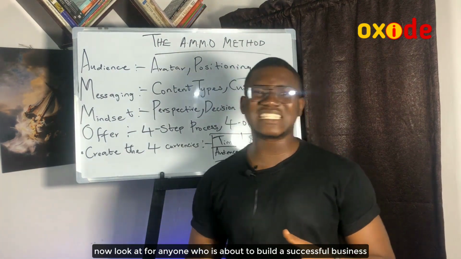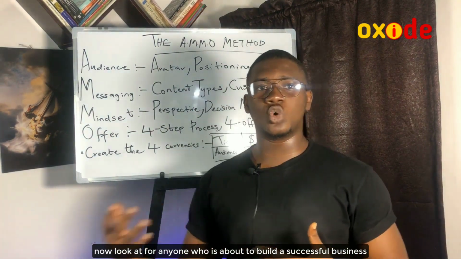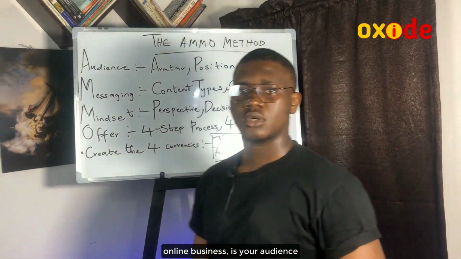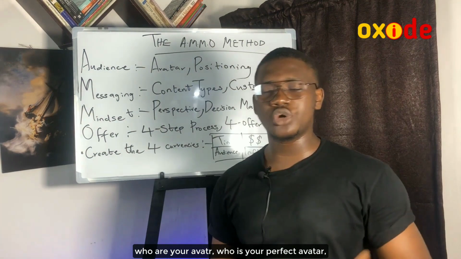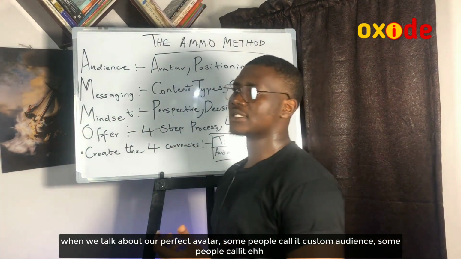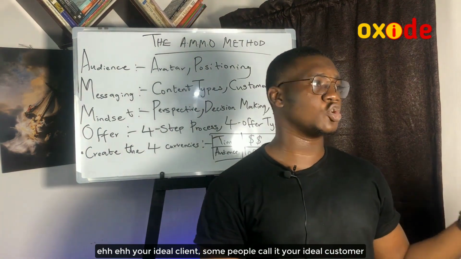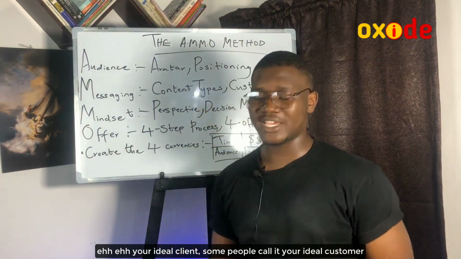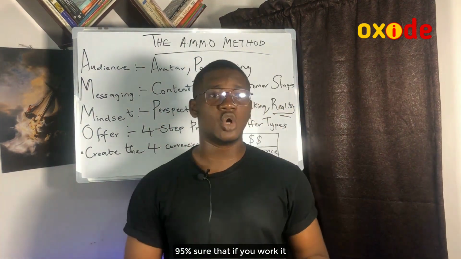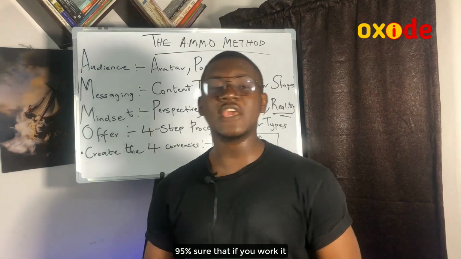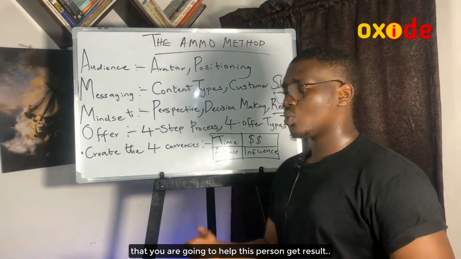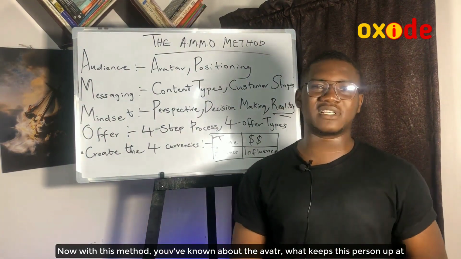And the first thing I look at for anyone who's about to build a successful online business is your audience. Who is your perfect avatar? When we talk about a perfect avatar, some people call it custom audience, some call it your ideal client, some call it your ideal customer, but I call it avatar. Your avatar is simply someone who you are 95% sure that if you work with, you're going to help this person get results.